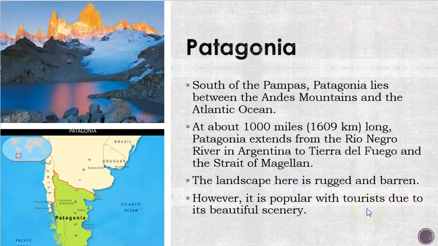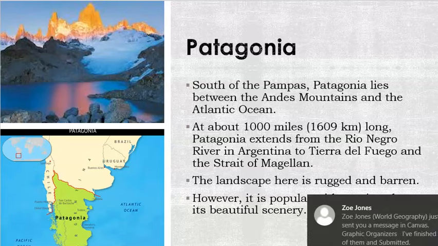Next we have Patagonia. Patagonia is this region that is pretty much the entire southern portion of South America. It's very, very beautiful there, so it's popular with tourists. The landscape is rugged and barren, so not much is being grown there, but it is very popular with tourists. It is located south of the Pampas, and it's in between the Andes Mountains and the Atlantic Ocean.